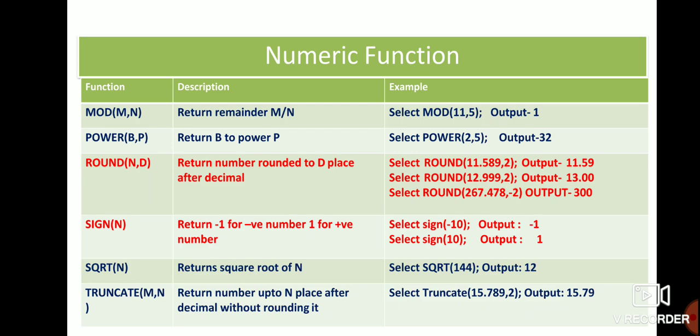Now next is sqrt. It returns the square root of n. Like select sqrt 144. What will be the square root of 144? The output will be 12. If I have written 169 there, what will be the output? 13. Next is truncate m comma n. It returns the number up to n places after the decimal without rounding it. Like select truncate 15.789 comma 2. So what will be the output? 15.78.